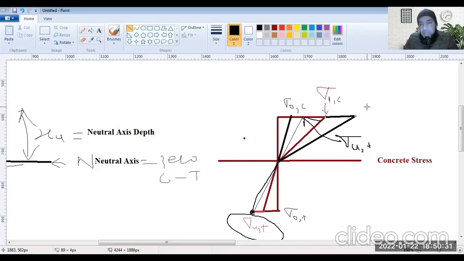There will be a point when it will reach the yielding point, the failure point, sorry, in compression. But now this graph will not be linear, it will be following the non-linear pattern.